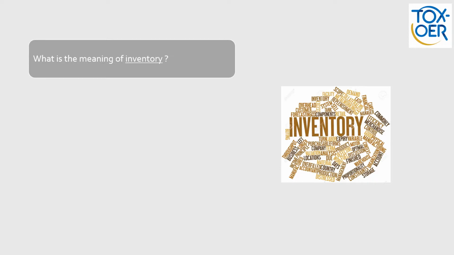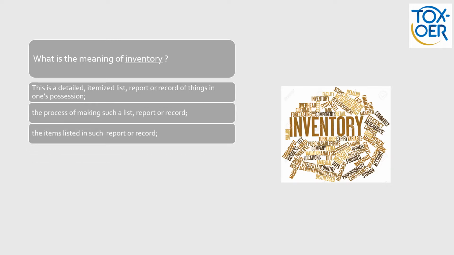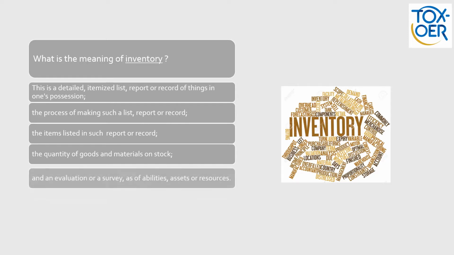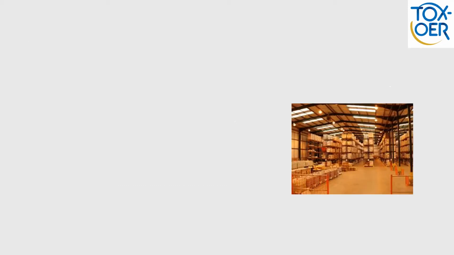What's the meaning of inventory? This is a detailed, itemized list, report or record of things in one's possession. The process of making such a list, report or record. The items listed in such report or record. The quantity of goods and materials on stock. And also an evaluation or a survey as of abilities, assets, or resources.